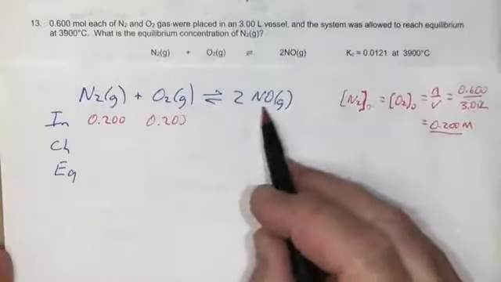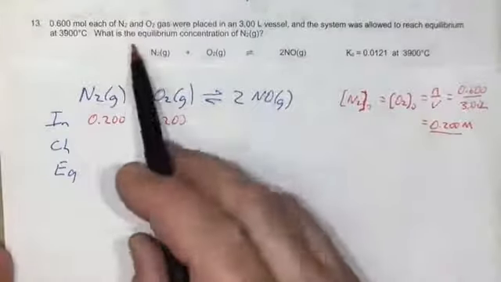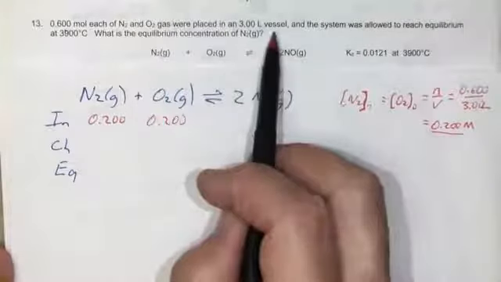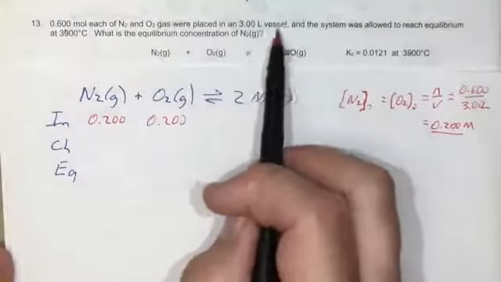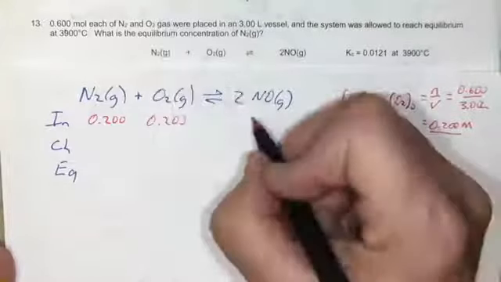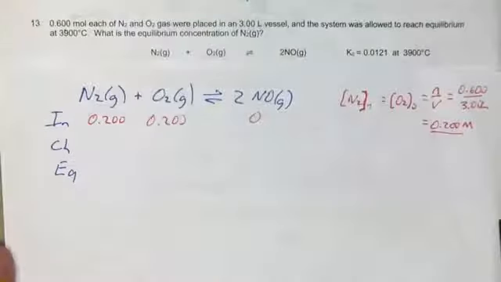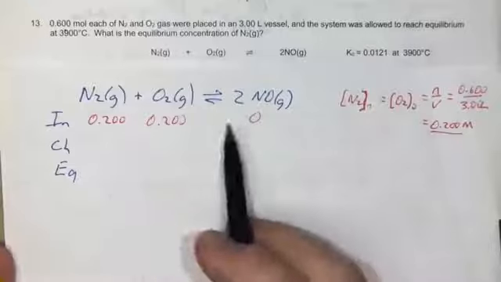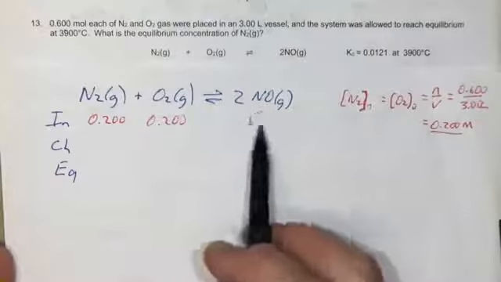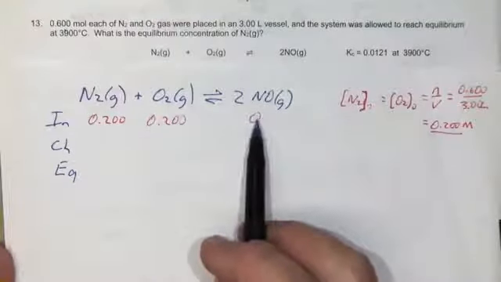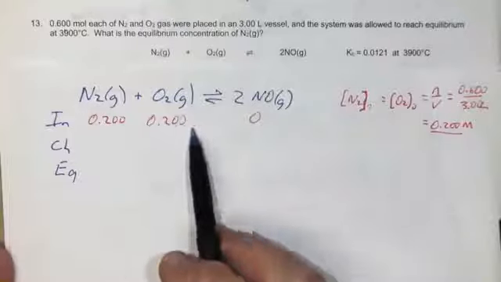Okay? And what's my initial number of moles of nitrogen monoxide? Well, if we put nitrogen and oxygen in the container, we use exclusive language. That means we didn't put anything else in, and initially this is 0. Well, you can tell that Q will have to be 0. Q is products over reactants. I'll have 0 in the numerator. 0 squared divided by 0.2 divided by 0.2 will be 0.